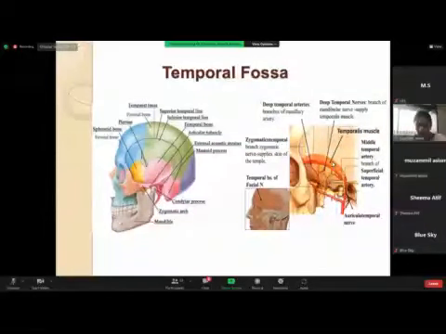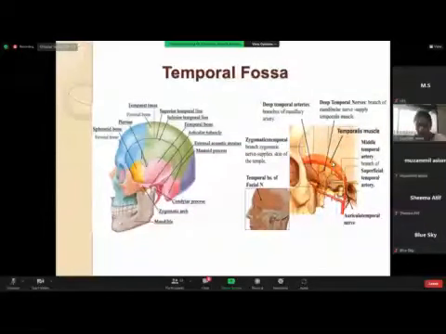Now, the important thing is basically the communications of this pterygopalatine fossa. Obviously, from an MCQ point of view, this is very important. This pterygopalatine fossa basically communicates with the nasal cavity through the sphenopalatine foramina, and to the floor of the orbit through the inferior orbital fissure. This is the anterior communication. This is the superior communication.